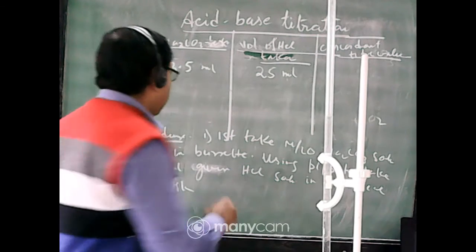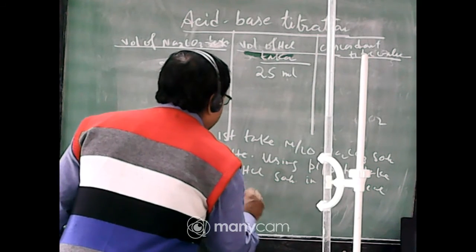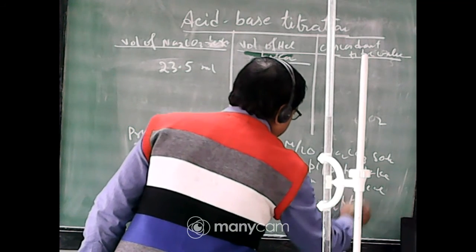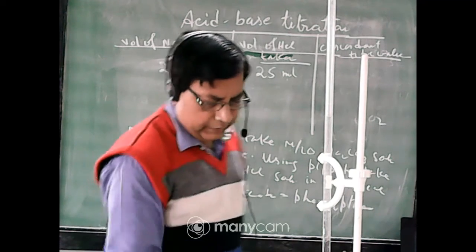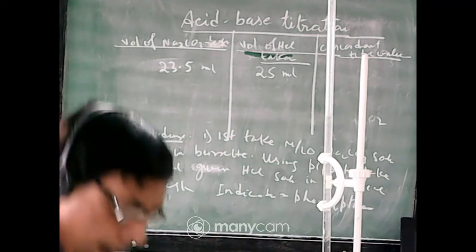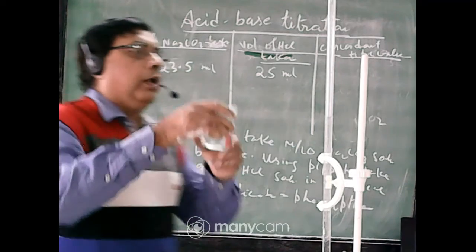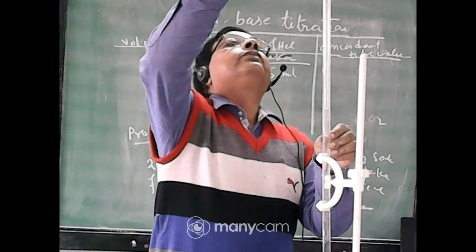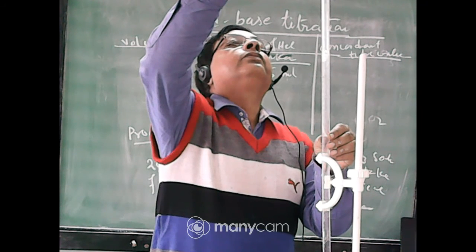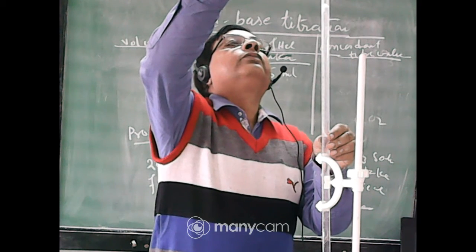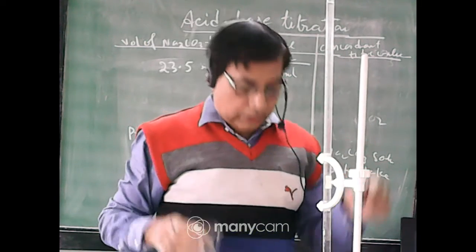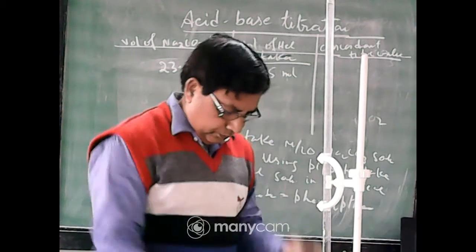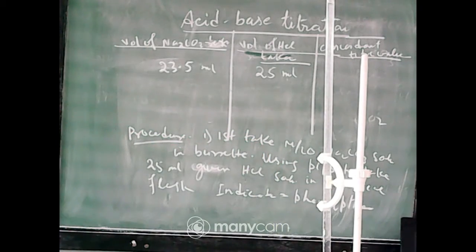What is the indicator added? You add the indicator phenolphthalein. Phenolphthalein indicator is added. Now you again add the sodium carbonate solution. This is the sodium carbonate solution we taken. Now we reject the solution taken in the conical flask.